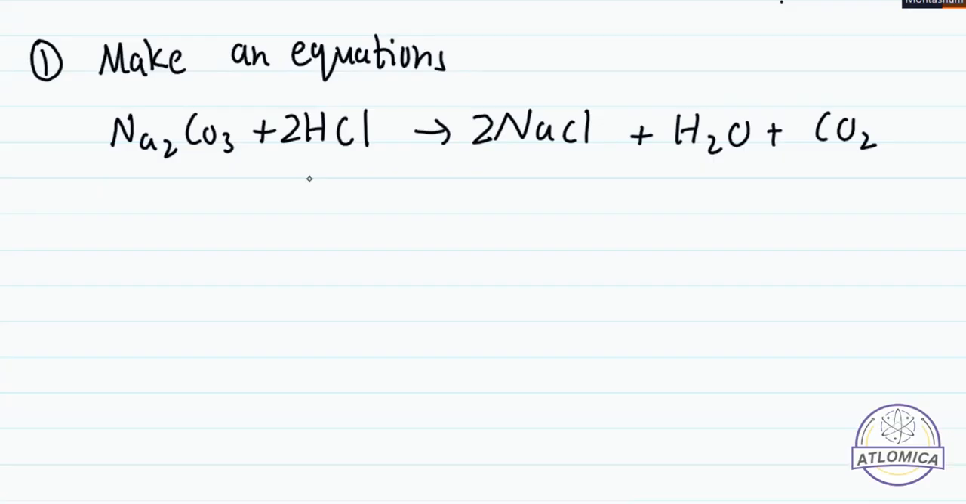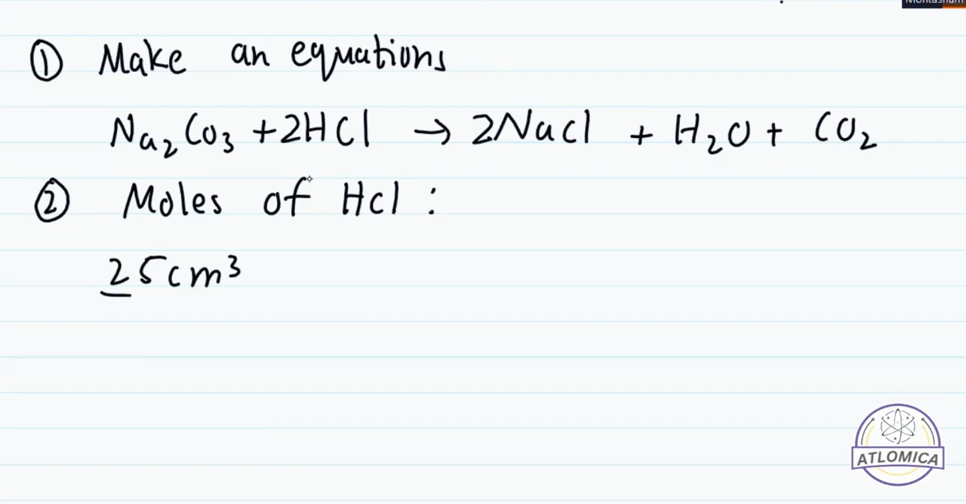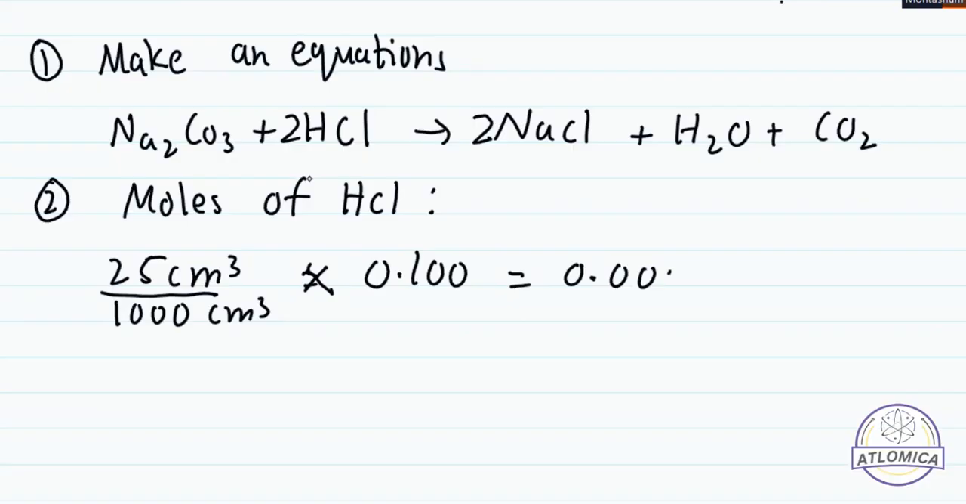Then we have to find the moles of HCl, our reactant. The moles of HCl, that's very easy. We have been given the volume, but the volume was given in 25 cm³. In order to convert it, we have to divide by 1,000 so that we can easily convert it into dm³. I'm skipping the step and directly multiplying it with the concentration, which was 0.1 mol per dm³. The moles that I will calculate would be 0.00250 moles of HCl.